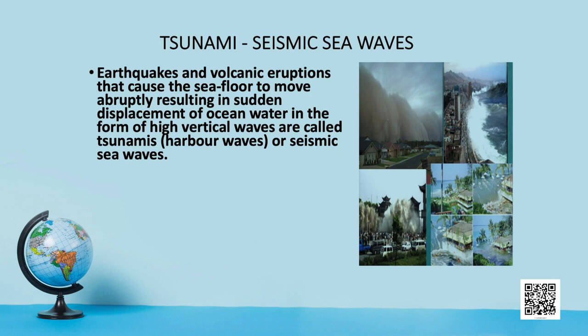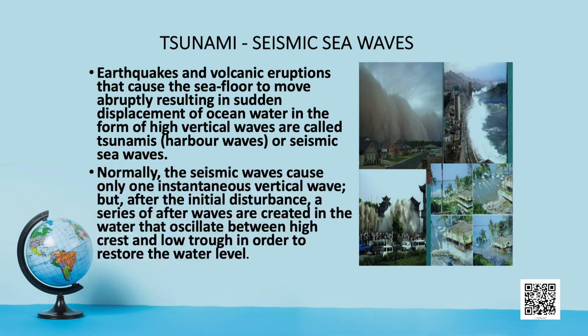Earthquakes and volcanic eruptions cause the sea floor to move abruptly, and they result in sudden displacement of ocean water in the form of high vertical waves. These high vertical waves are known as tsunamis, harbour waves or seismic sea waves. These seismic sea waves cause only one instant vertical wave, but after the initial disturbance, a series of after waves are created in the water that oscillate between high crest and low trough in order to restore the water level.